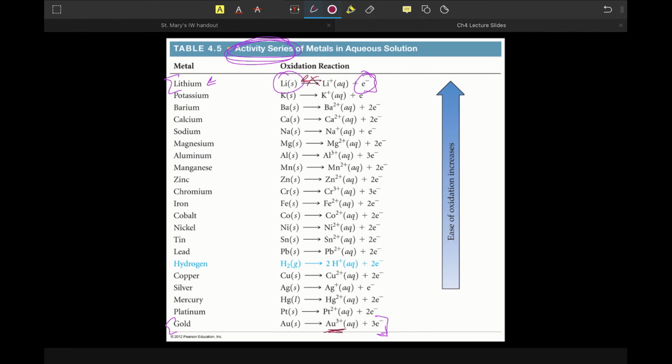Where gold, if we had an aqueous solution of gold ions, will quite readily take those electrons and form some solid gold, right? Does that make sense? If we were to read this table in the backwards direction, we could talk about reduction.